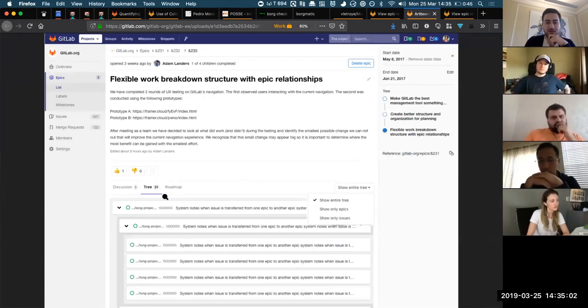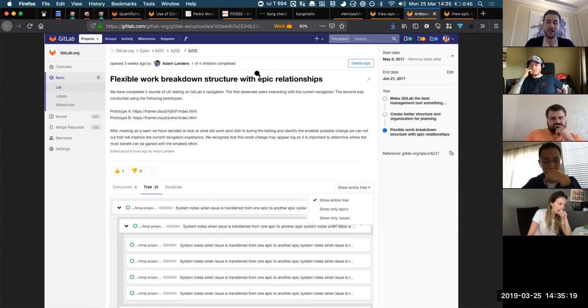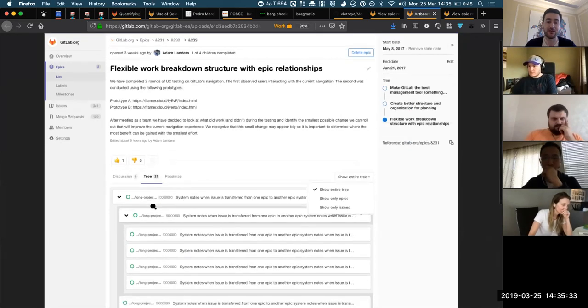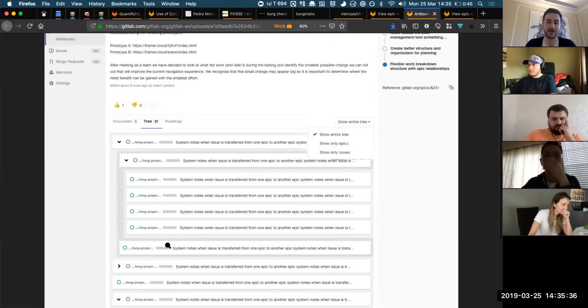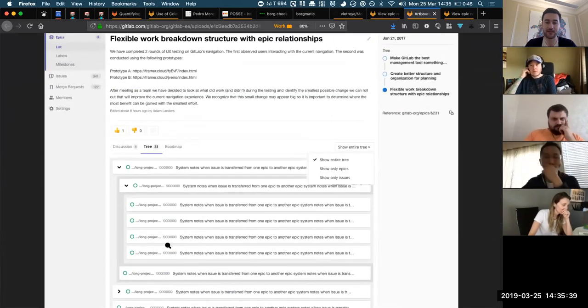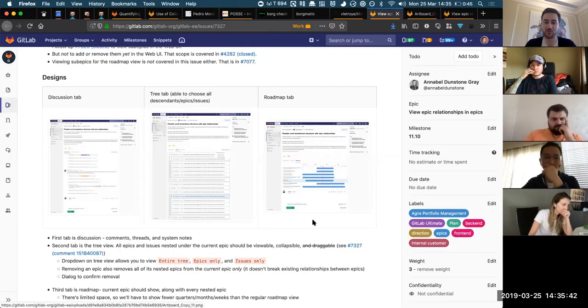Yeah, so you would see the descendants here, right? You would have the ability to filter and only see epics or issues. And then here on the sidebar, you would see the ancestors of the current epic that we're looking at. And I'm not very confident about this approach, because I'm not sure if seeing the entire tree here is as helpful as seeing the roadmap as well.